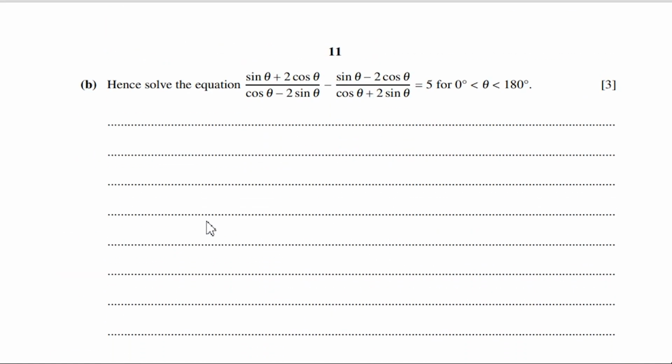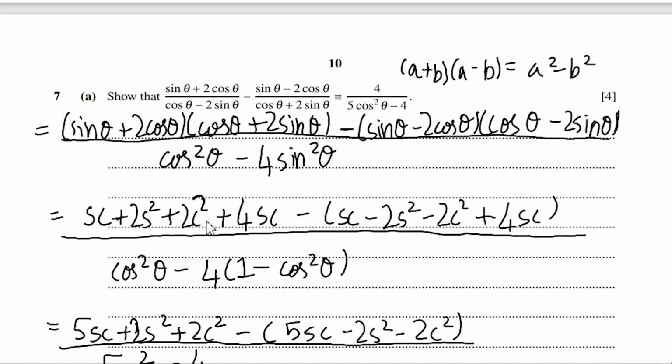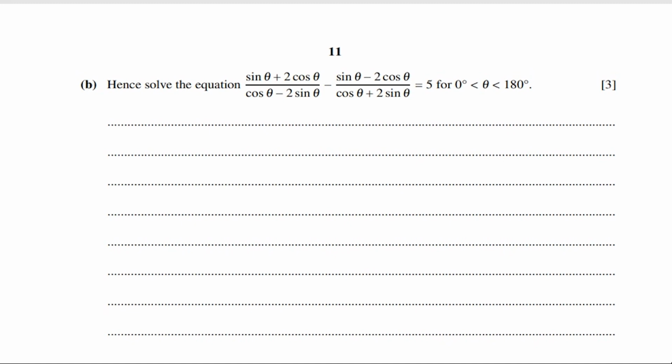Moving on to the next question, next part. Hence solve the equation (sin theta plus 2 cos theta) over (cos theta minus 2 sin theta) minus (sin theta minus 2 cos theta) over (cos theta plus 2 sin theta) is equal to 5 for 0 is less than theta, which is less than 180. Okay, so we know that this thing is equal to 4 upon 5 cos square theta minus 4, so 4 upon 5 cos square theta minus 4 is equal to 5.